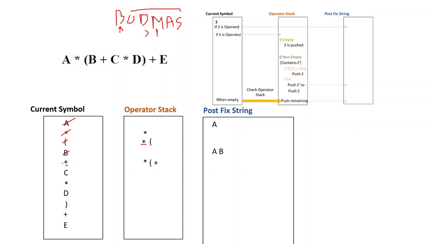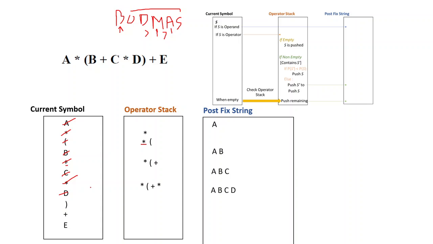Next we have C, which is an operand, and we will be pushing C to the postfix string. Next we have multiplication. Now multiplication stands here and addition stands here. So naturally the precedence of addition is less than multiplication. Therefore we will be pushing multiplication to this side. Next we encounter D, which is an operand, and we will be sending that to the postfix string. And finally comes the close of this brace.